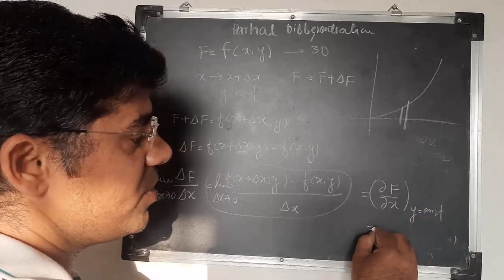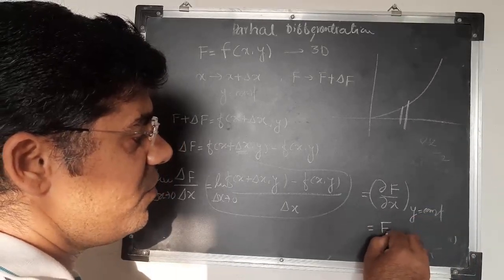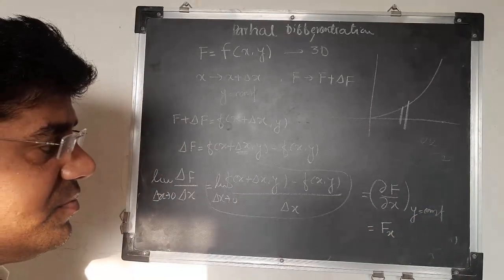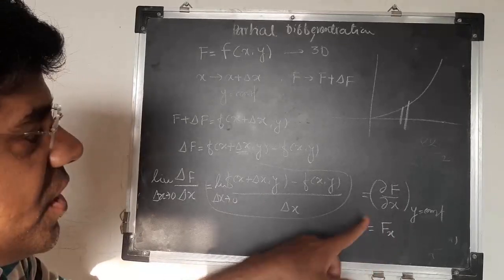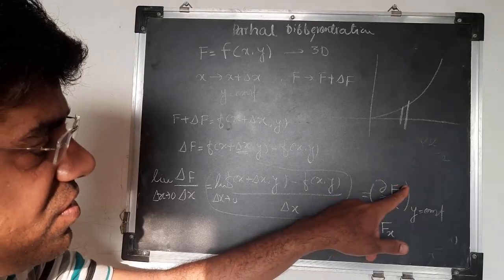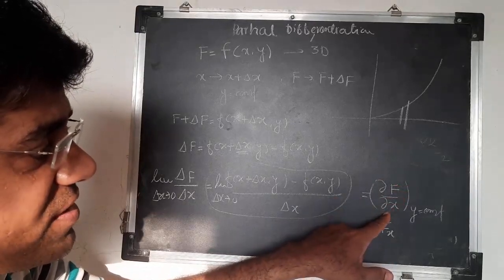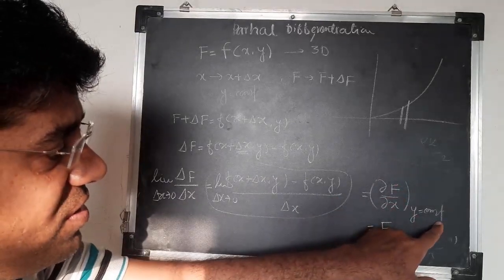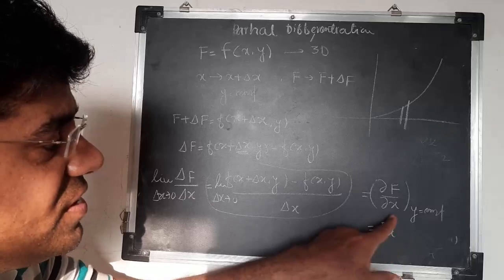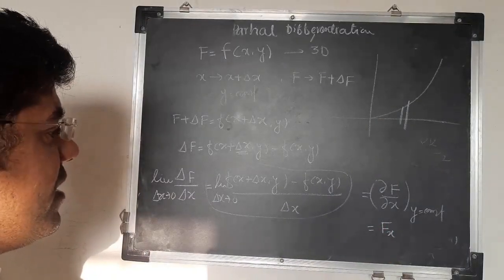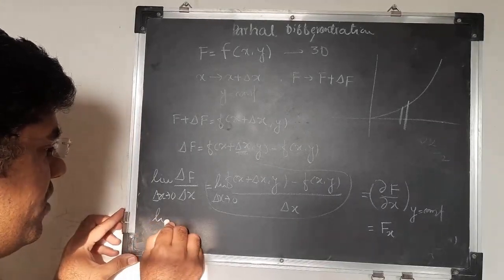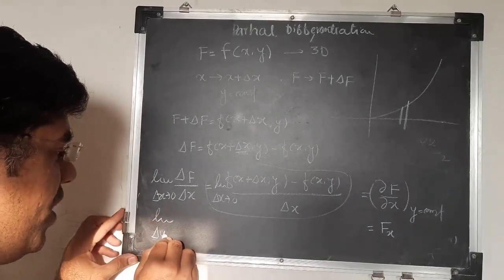okay, or sometimes you can write this as f of x. So this is the partial differentiation of f with respect to x, that time y is constant. So sometimes this is written as f suffix x. Same thing we can write for y also. So similarly, limit delta y tends to 0.